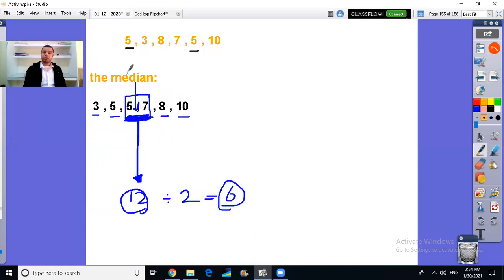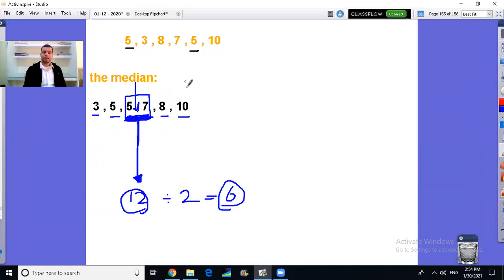Some of your peers asked me, Mister, what if I have 2 numbers in the middle, not only one number in the middle, like here, 3, 5, if I have this list here, 6 numbers, no problem. Arrange them also from least to greatest. 3, 5, 5 again, 7, 8, 10. Mister, I arranged them this way. Okay, what's the number that's in the middle?